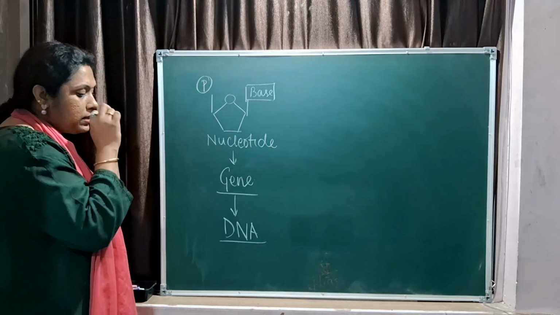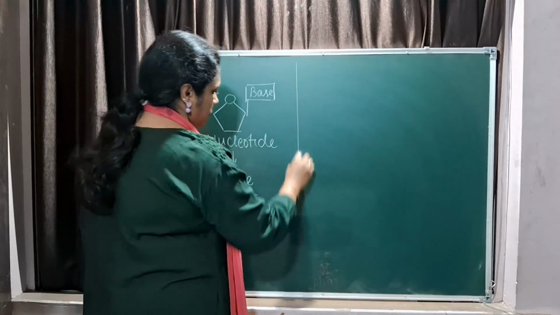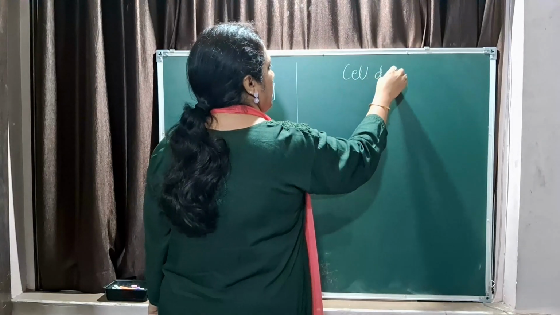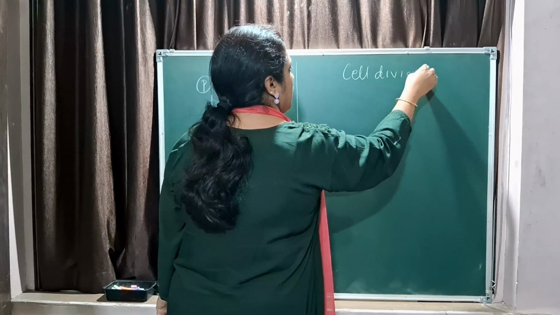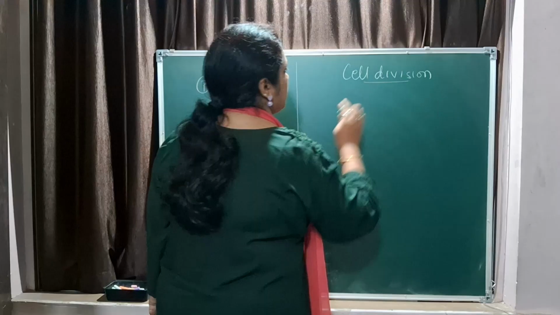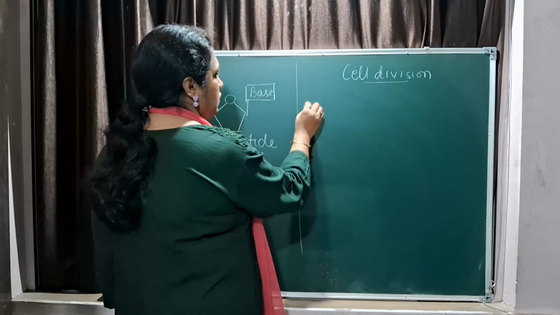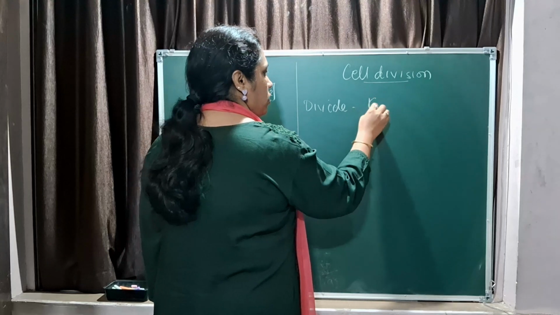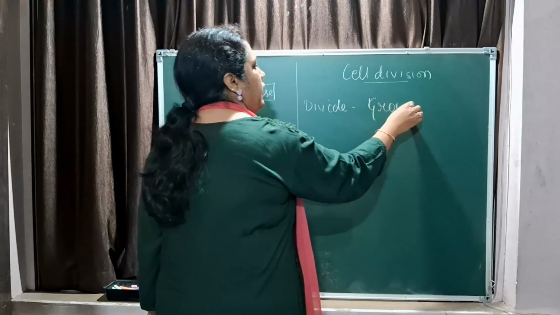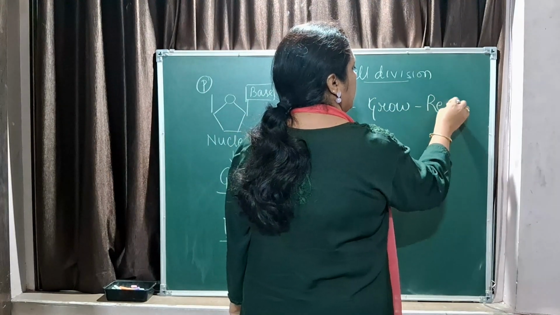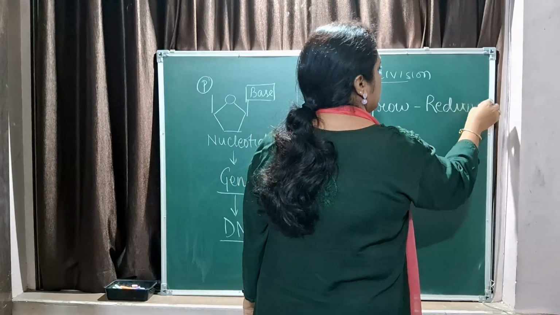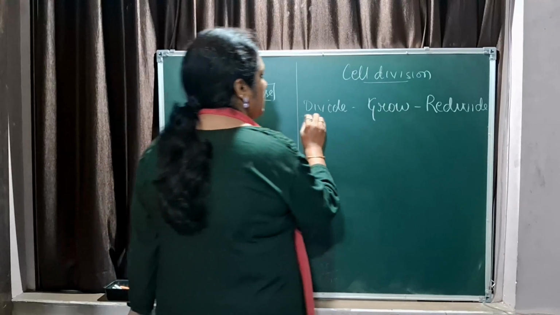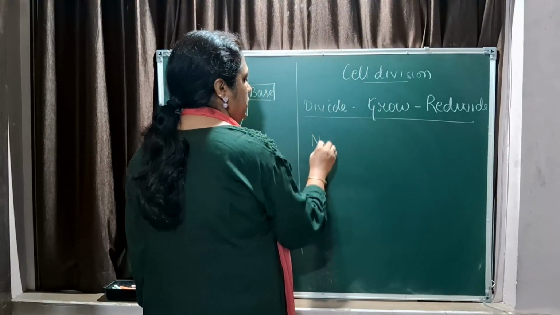So now the cell division. When you talk about cell division, what is it? A cell has to divide, then grow, and then again divide, that is redivide. So this is your cell division. What is the need of cell division?